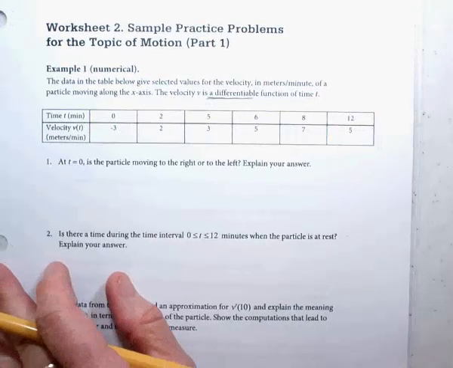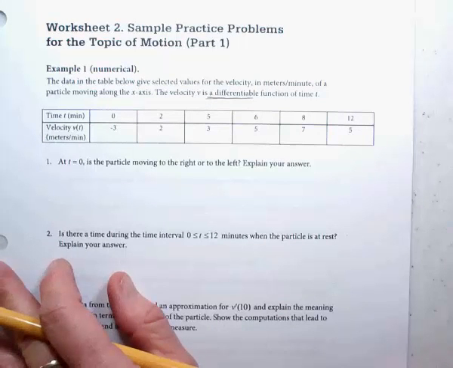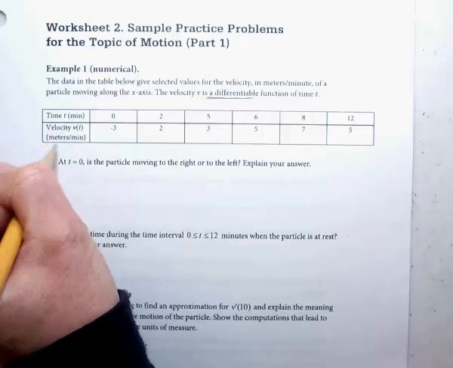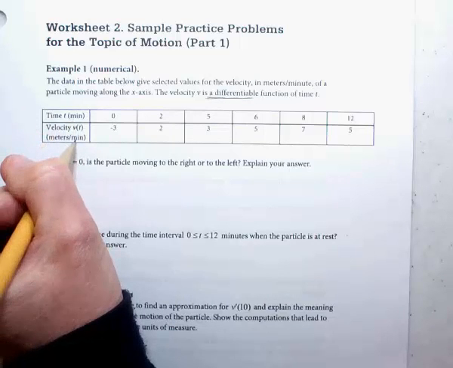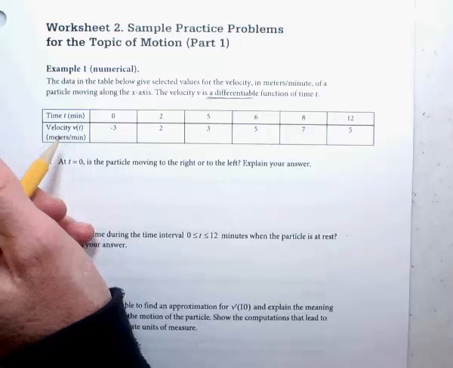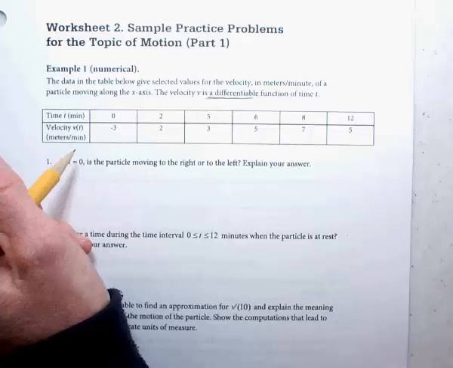Something else that you might want to pay attention to are the units that are given along with the quantities. So time is measured in minutes and velocity is measured in meters per minute. Based on worksheet number 1, that content, that vocabulary, that information, we're going to answer some of these questions.